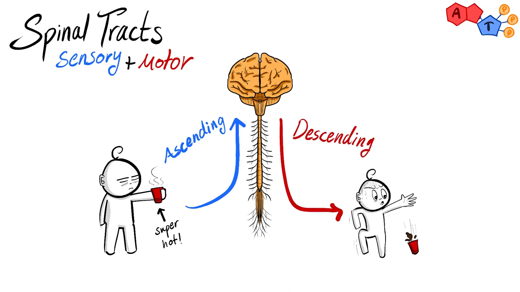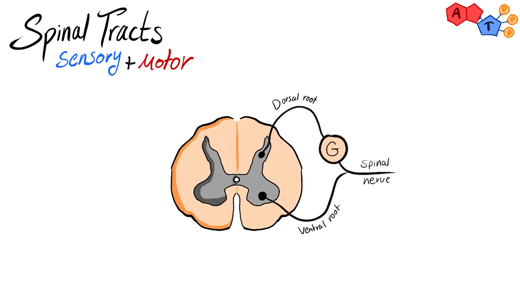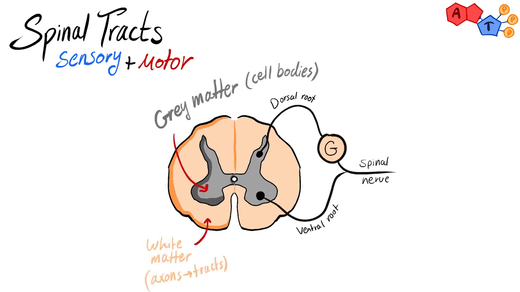So before talking about each ascending and descending pathway, let's have a closer look at the spinal cord. Here is a cross-section of the spinal cord. If you remember, we have gray matter and white matter. The gray matter is where cell bodies are located, while the white matter is where their axons are, making up the tracts. These axons are highly myelinated, thus the color is white. So during this video, we'll be focusing more on the white matter since we will be discussing the tracts.